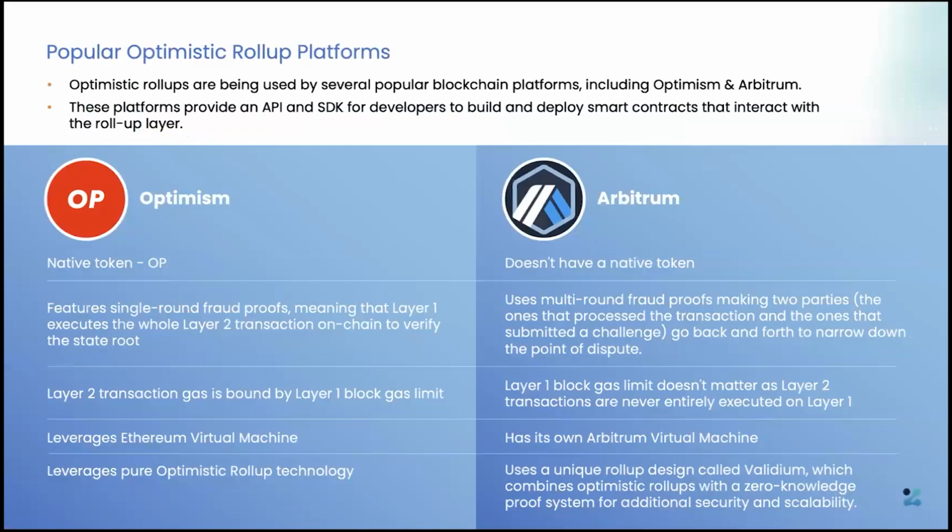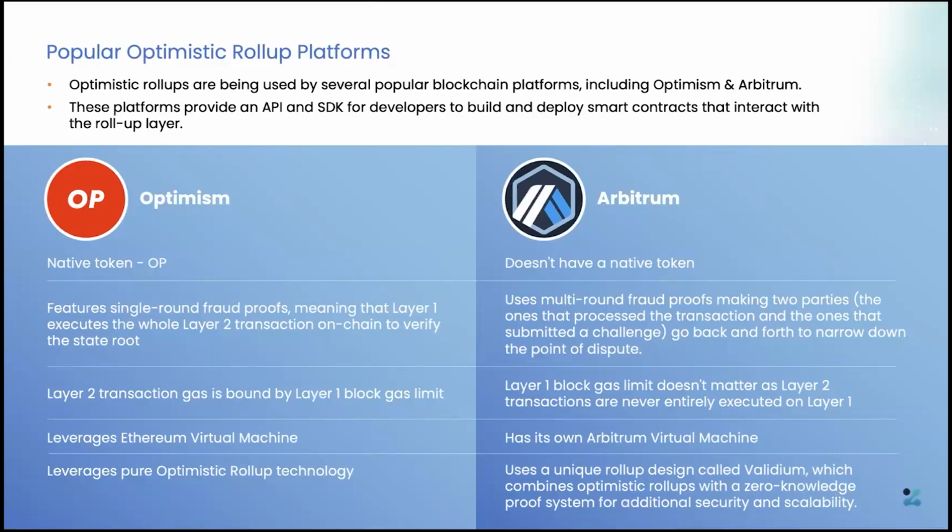Some of the most popular optimistic rollups: one is Optimism, second is Arbitrum, and a lot of other optimistic rollups are coming in now, because optimistic rollup code has been put on open source. So anybody who wants to build their own custom blockchain using optimistic rollups can do so. These are the two major players, Optimism and Arbitrum. Optimism has a native token, which is OP. In the case of Arbitrum, there's no native token. And Arbitrum has done some modifications to the plain vanilla optimistic rollup. Optimism is a fairly plain vanilla optimistic rollup, as we have discussed.